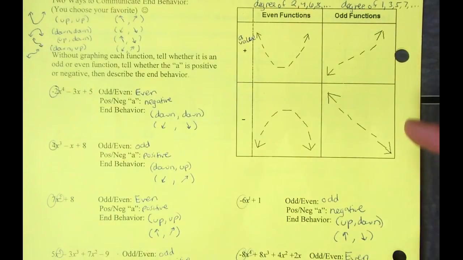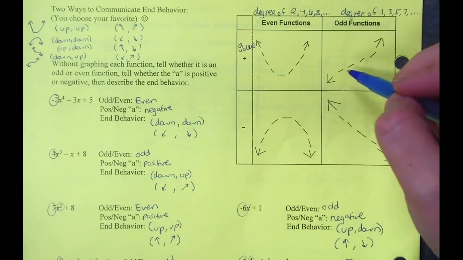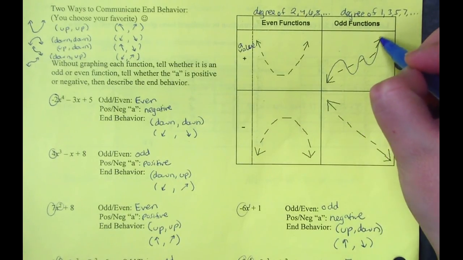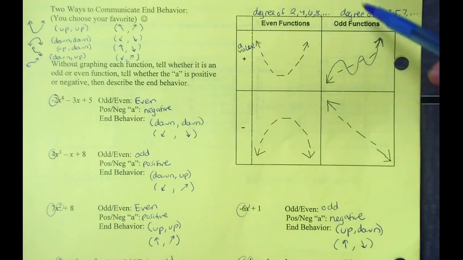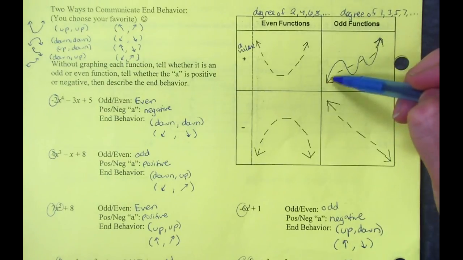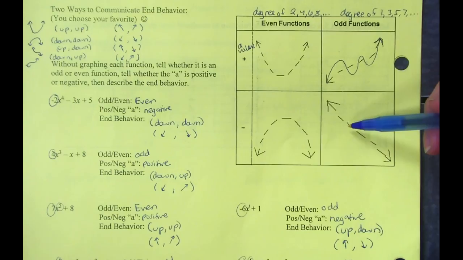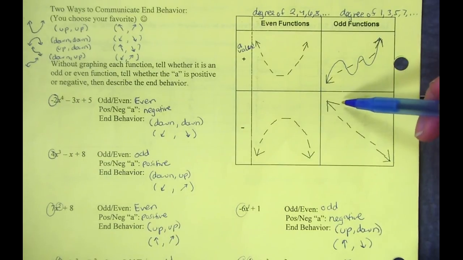So this chart summarizes what functions do, and there might be things that they do in the middle. It's most likely not just going to be a nice little curve. Maybe it does this. But whatever happens, if it's an odd function with a positive A value, it's going to be going down on the left side and up on the right side. Or if it's an odd function with a negative A value, it's going to be down on the right side and then opposite way up on the left side.